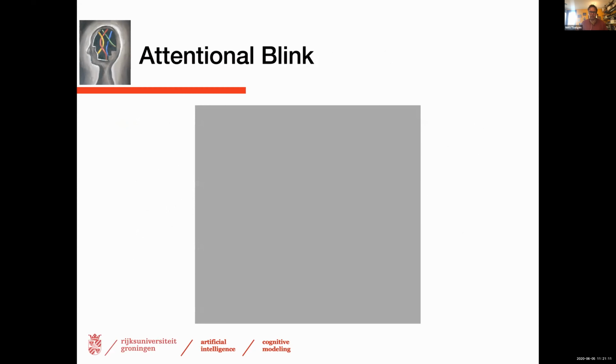The task here is you see a rapid stream of characters, and they are letters and digits. Most of them are digits, so your task is to identify the letters and report them later on. There are between 0 and 2 letters in the upcoming stream. I don't know whether this works at all via Zoom, whether you can actually see this kind of rapid stream, but I'll try anyway. So here we go.